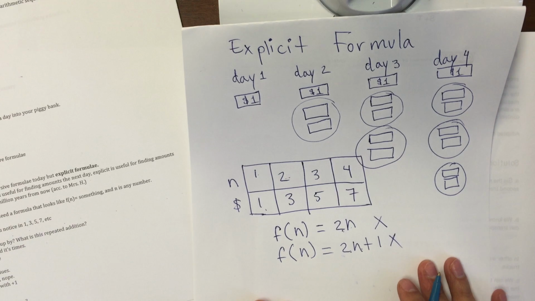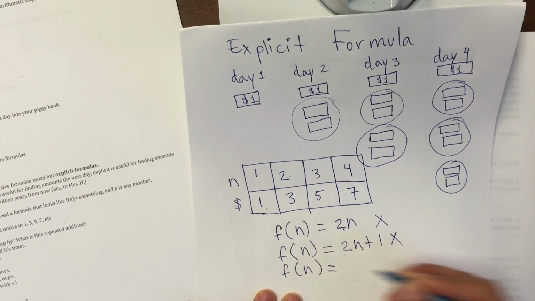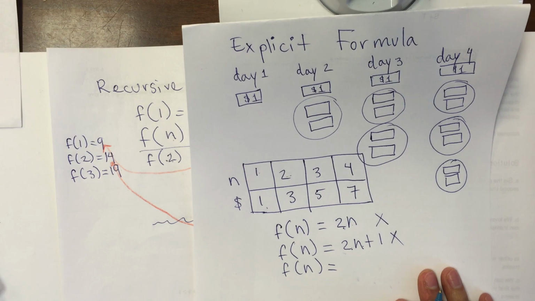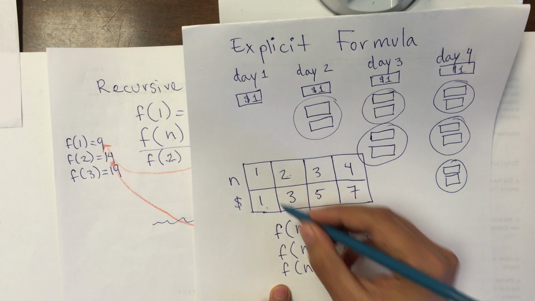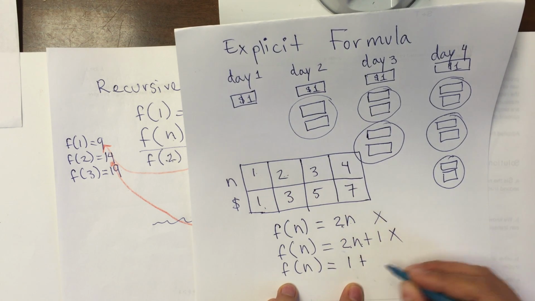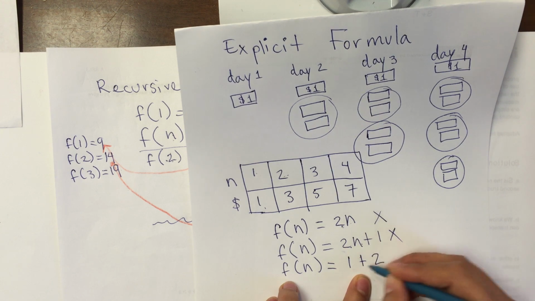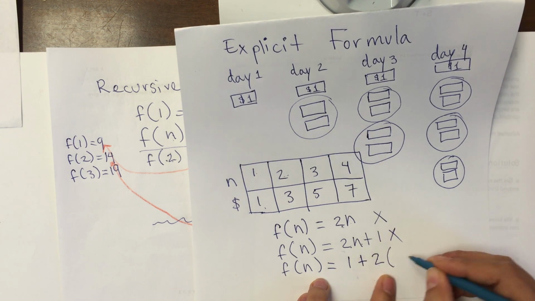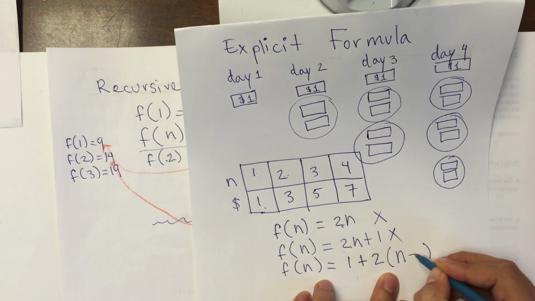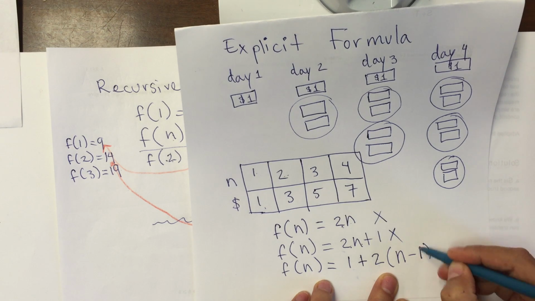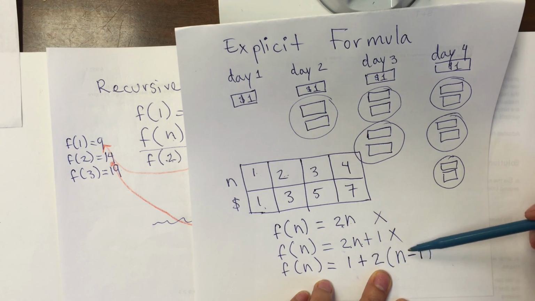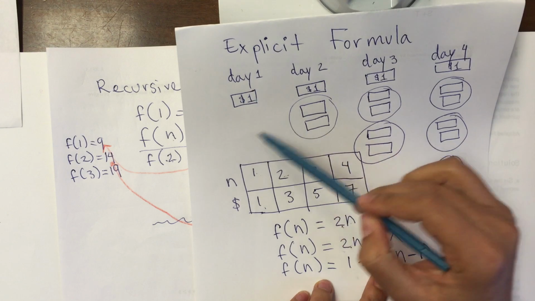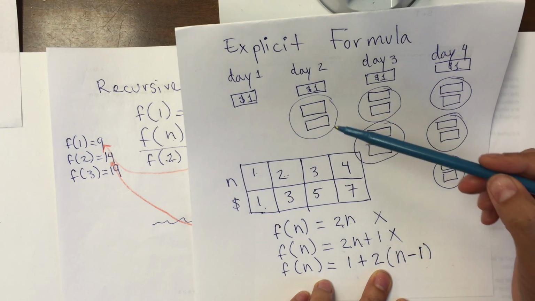What about f of n equals to, what are we doing in here? I'm going to show you. It's going to be 1. We're adding $2 each day. And we're going to represent that as n minus 1 to represent the days. Why am I subtracting 1? Because if you notice, these $2 that we're adding each day does not apply for day 1. Okay, only for the other days.